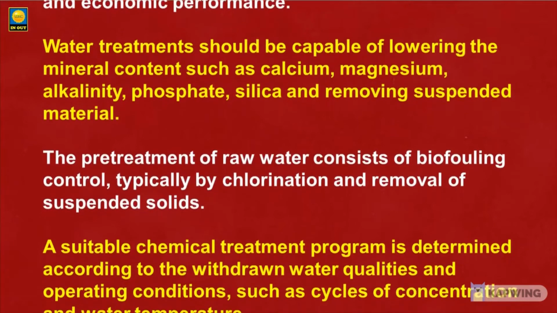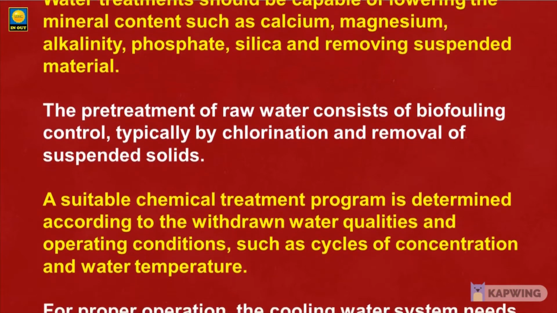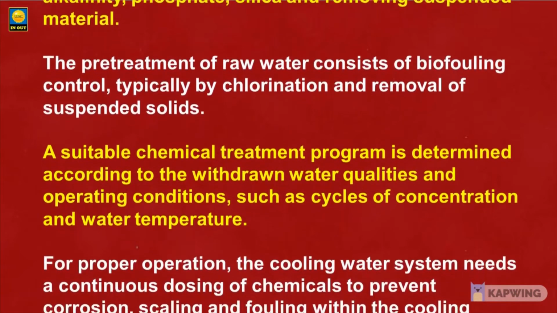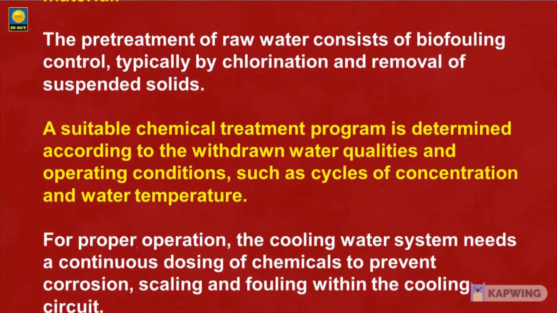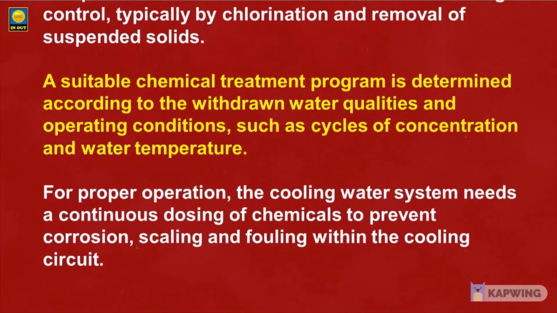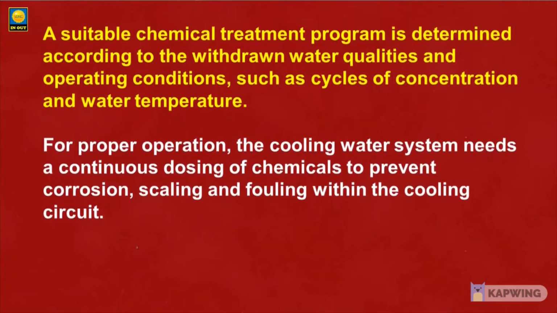A suitable chemical treatment program is determined according to the withdrawn water qualities and operating conditions, such as cycles of concentration and water temperature. For proper operation, the cooling water system needs a continuous dosing of chemicals to prevent corrosion, scaling, and fouling within the cooling circuit.